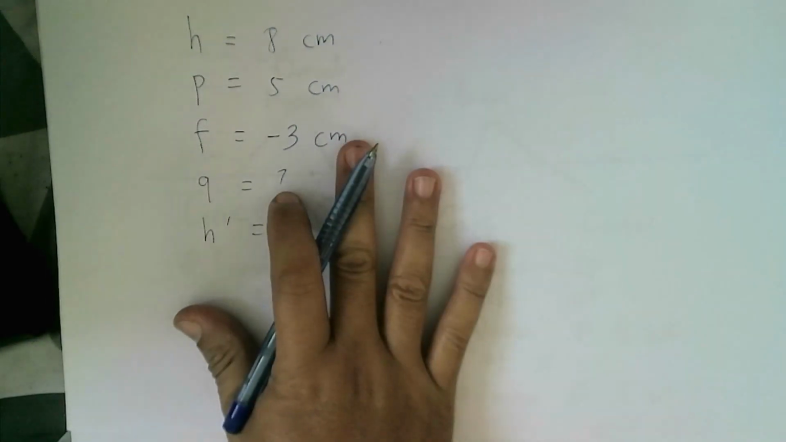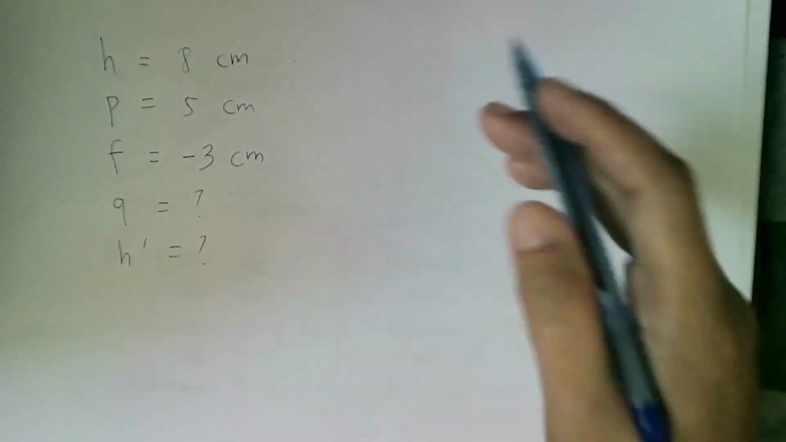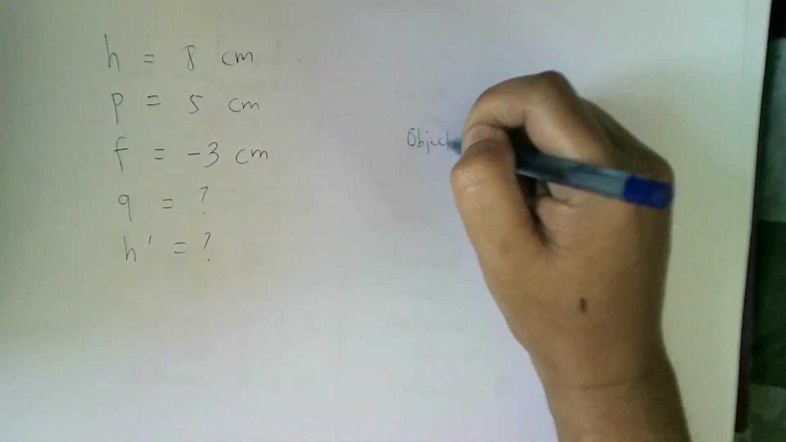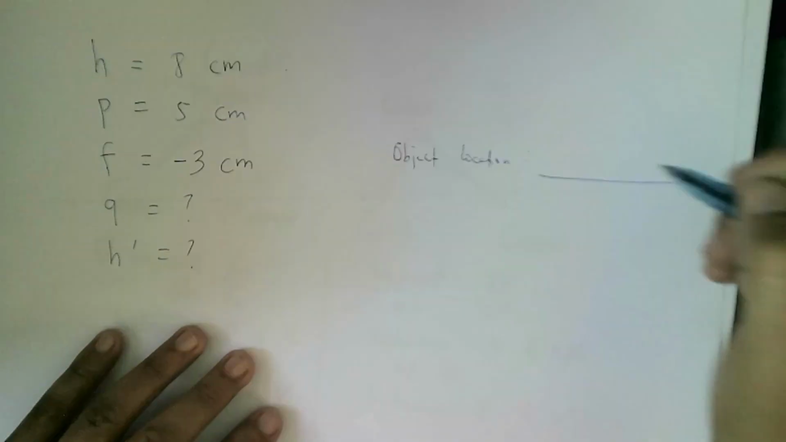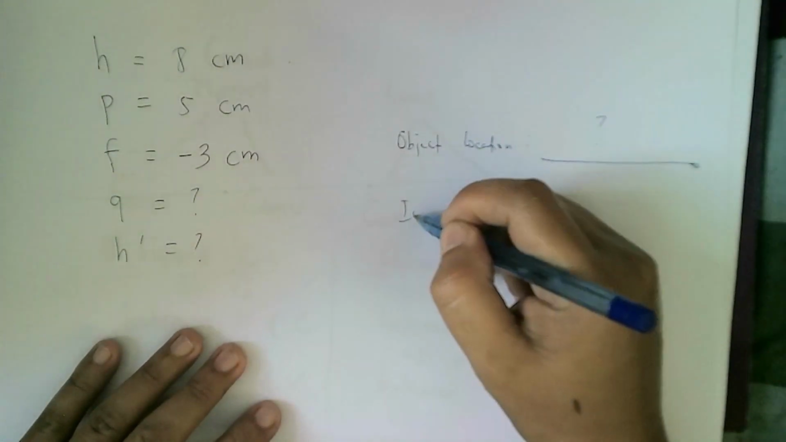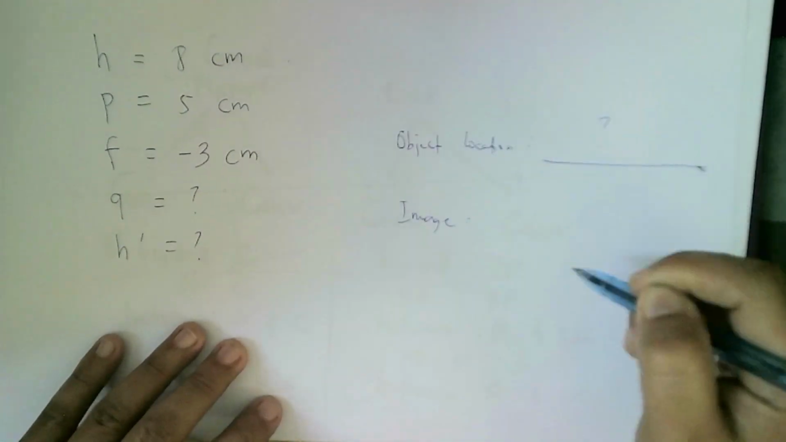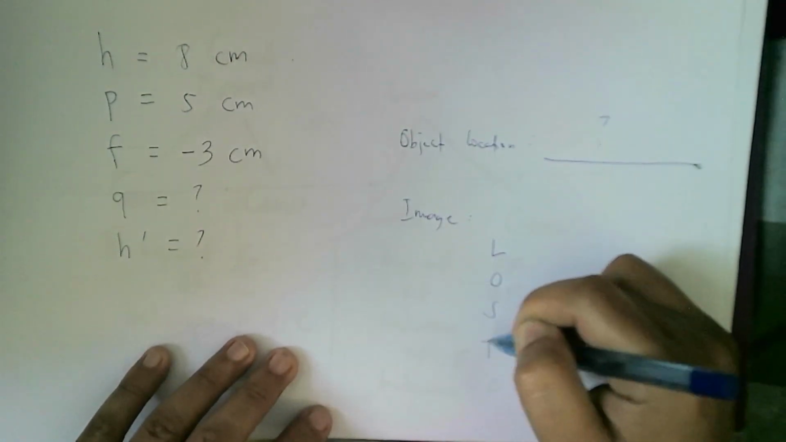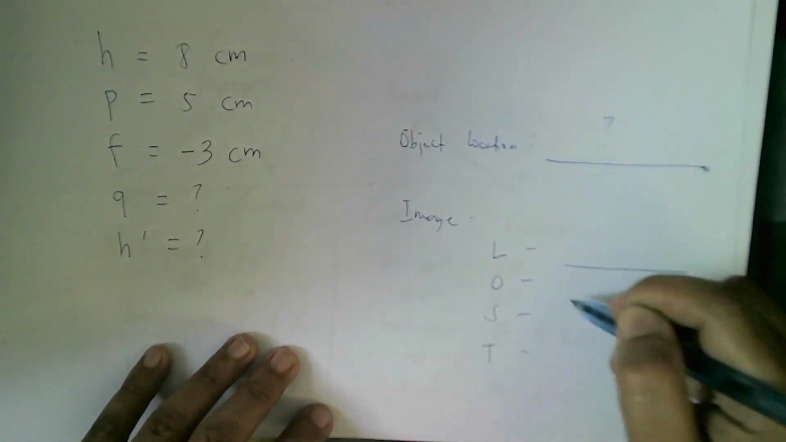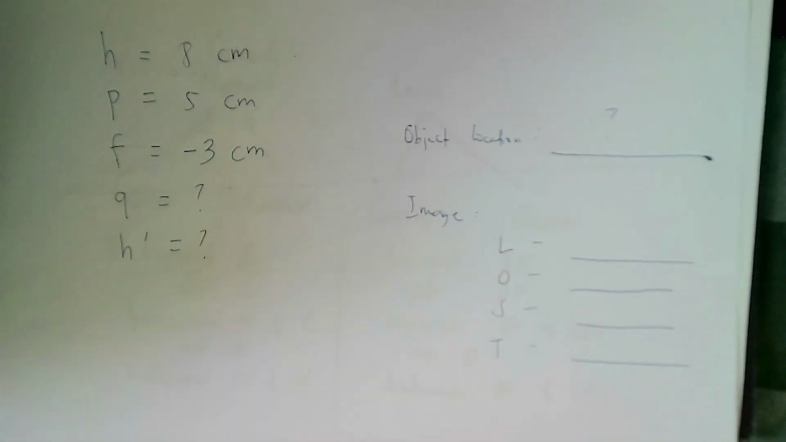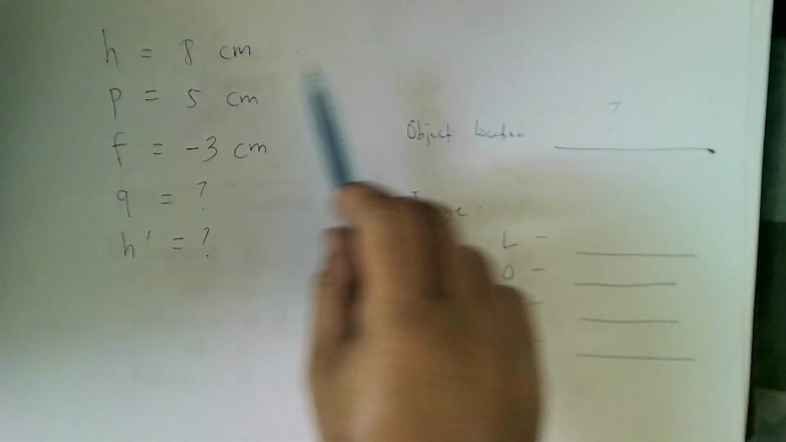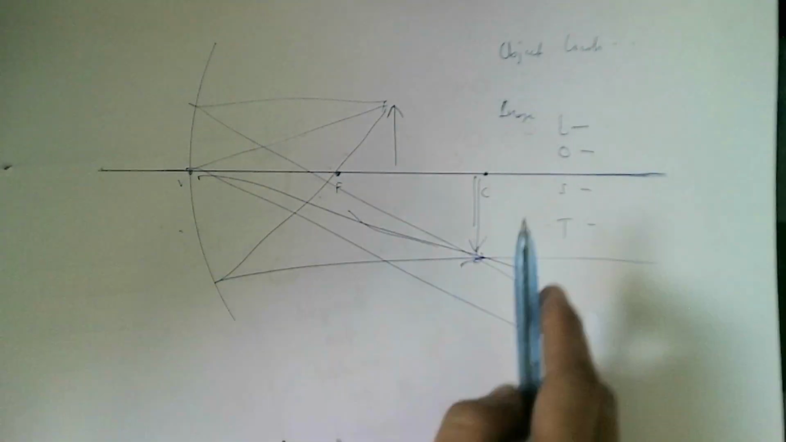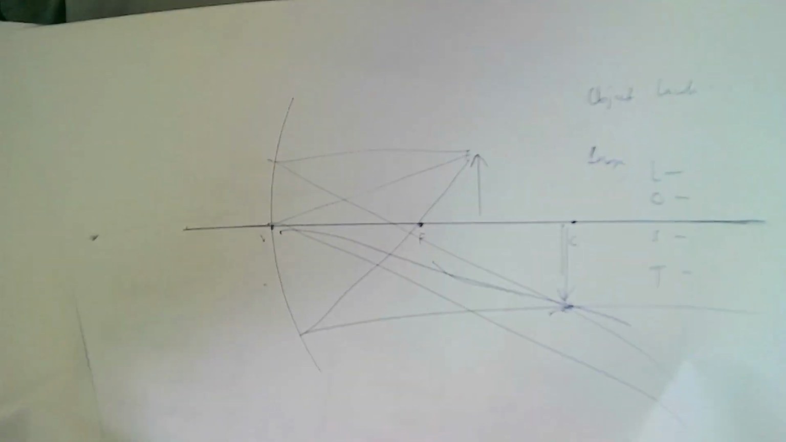But you don't stop there. After you do that, you still give me object location. What would that be? And then you still give me the image things, which is the location, orientation, size, and type. And again, the idea here is to find out if the results that you have here are the same as the results that you have in the ray diagram.